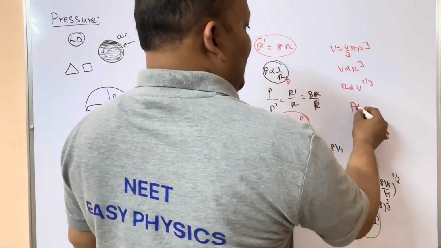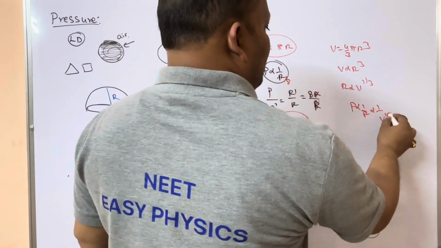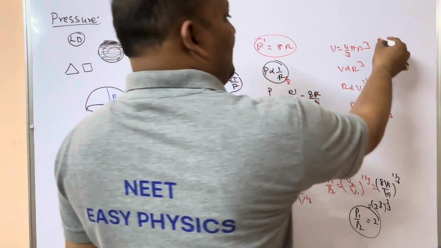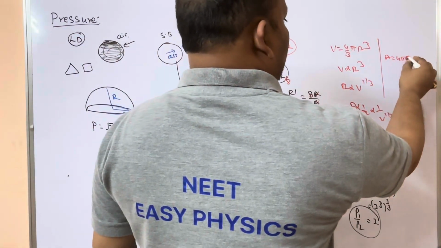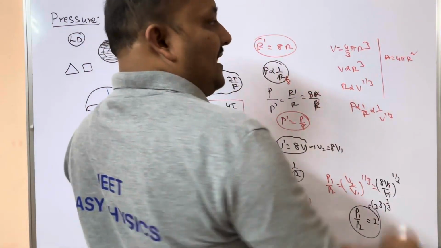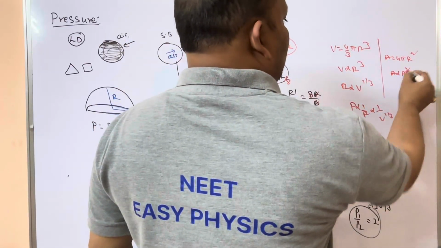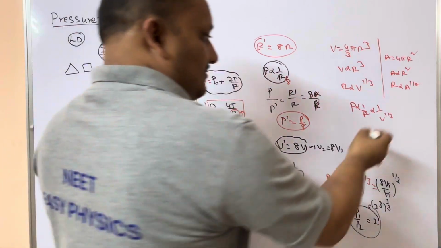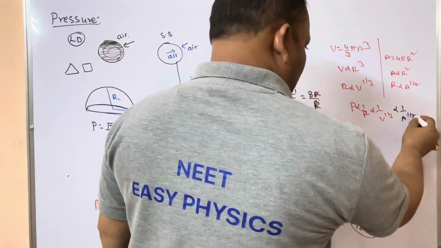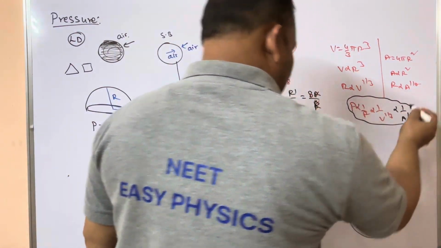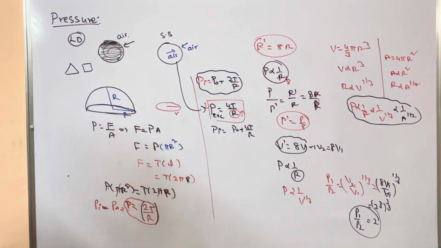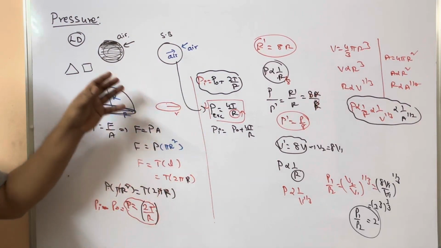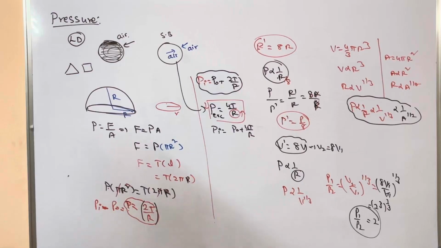Like that, they may ask with surface area. What is the surface area and radius relation? A equals 4 pi r square, so A is directly proportional to r square. R is directly proportional to A power 1 by 2. So here you will get A power 1 by 2. According to this, they are going to ask the questions. Next, when two bubbles combine or collapse into each other, they will ask for the excess pressure, resultant pressure, or radius. We will see that.